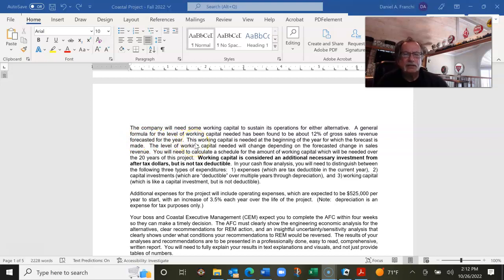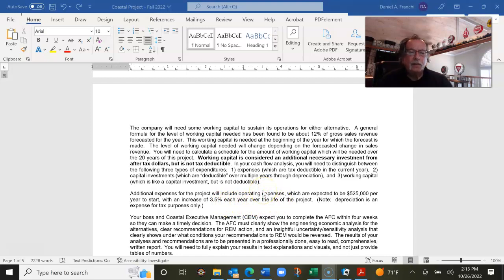Now, gross sales is a forecast, so this is a number you might want to do some sensitivity tests on. There's a little other verbiage in here you're going to want to read and understand. But primarily, we have additional expenses associated with operating the facility of a little over $500,000 a year. They're going to increase at 3.5% per year over the life of the project.